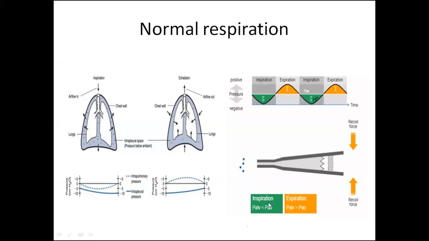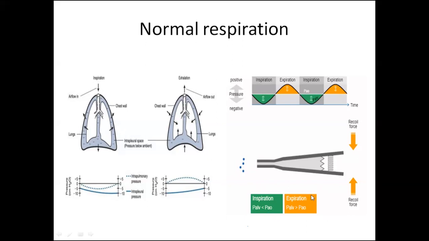During inspiration, your alveolar pressure will be less than your airway pressure. That's why air is sucked into the alveolus. And during expiration, your alveolar pressure becomes positive, so the air will move out. That's mainly because of your recoil. Your muscles are not doing any action here. Only during inspiration are your muscles doing action.